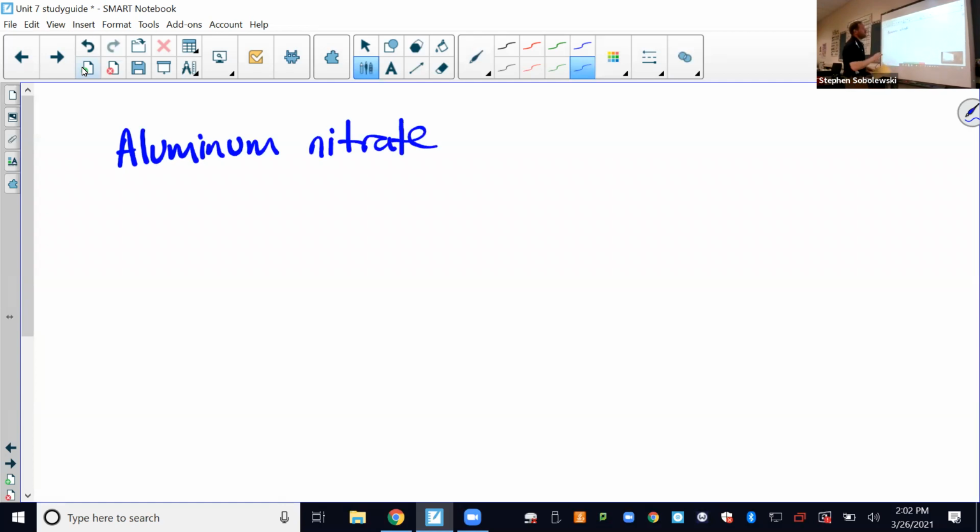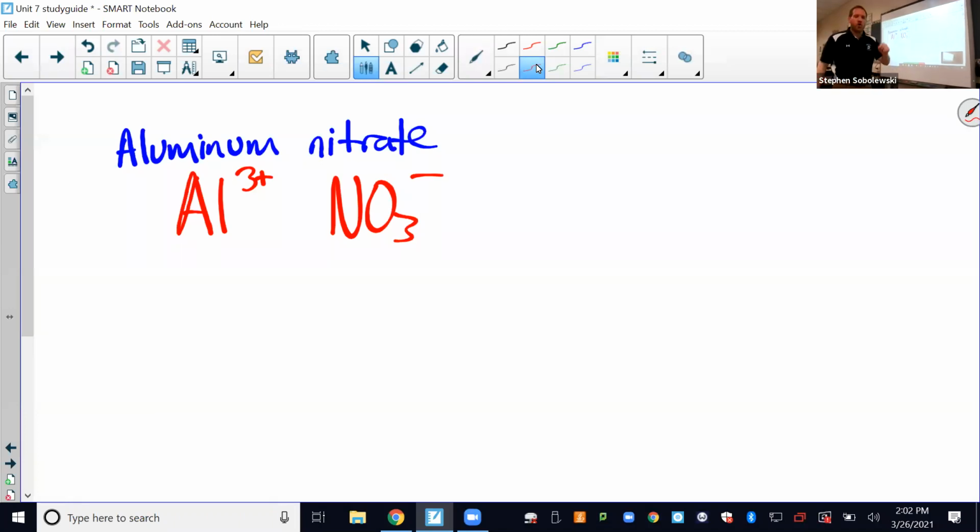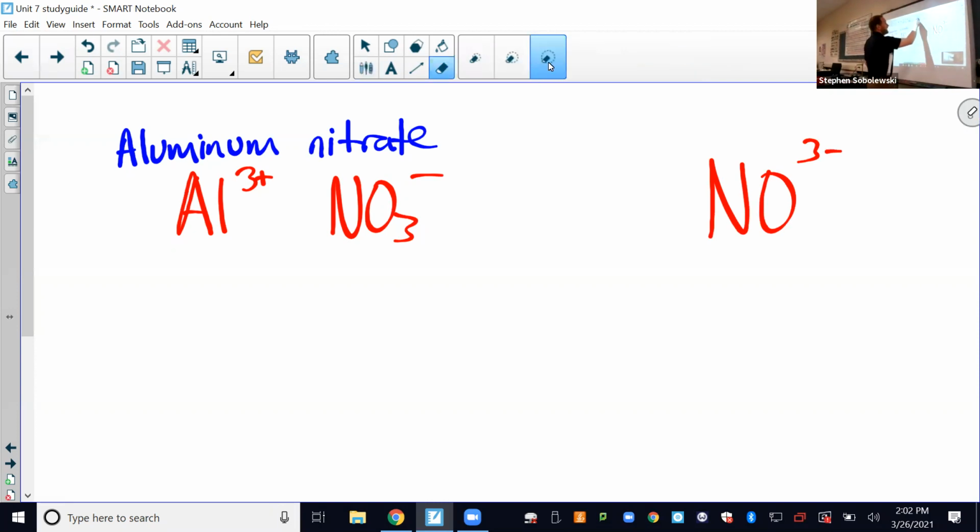Okay. So aluminum is Al with a charge of 3+. Nitrate is NO3 with a charge of 1-. Please note, it's not NO with a charge of 3-. That would look like this. But that does not exist. There is no such polyatomic ion. It's NO3 with a charge of 1-.